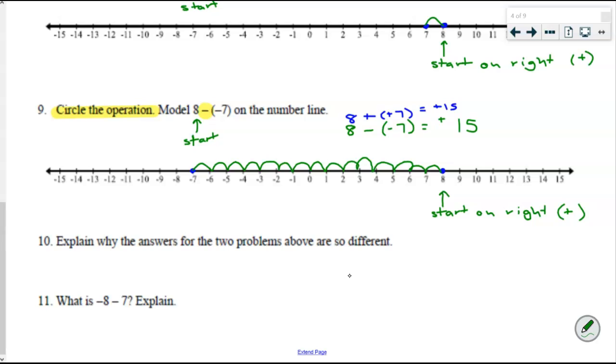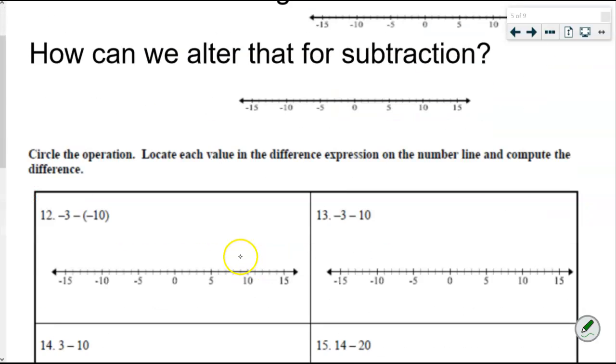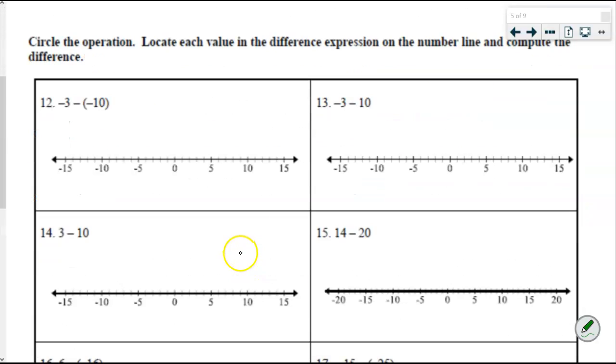We're skipping number 11 because there isn't a number line, and I just don't want to take the time to do it since there's not a number line there. So let's go ahead to numbers 12 and 13.